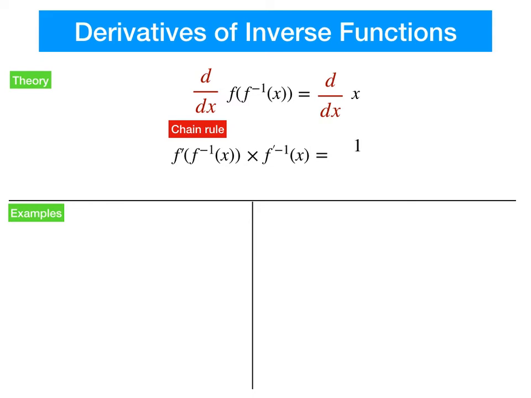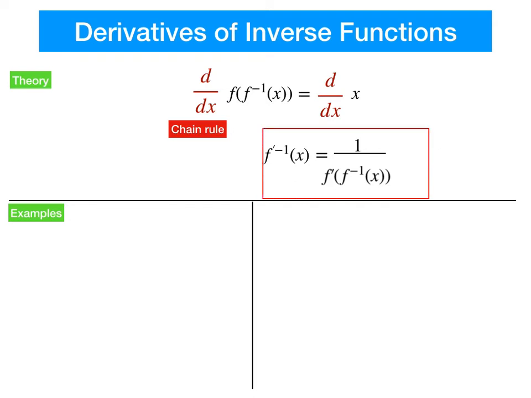As the goal is to find the derivative of the inverse, we divide both sides by the derivative of the outer function. And that will give us the formula for finding the derivative of the inverse of x, given the function f of x. Now we're going to look at a couple of examples of how to find the derivative of the inverse of some of the trig functions.